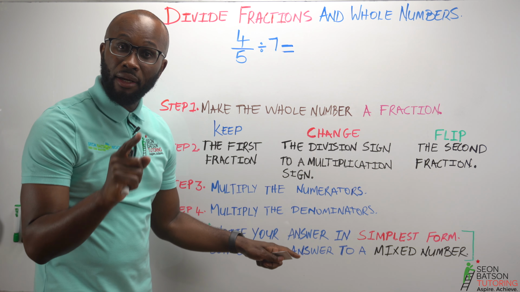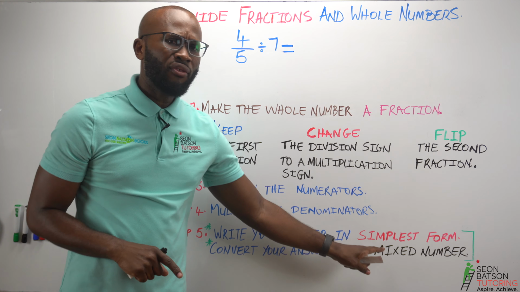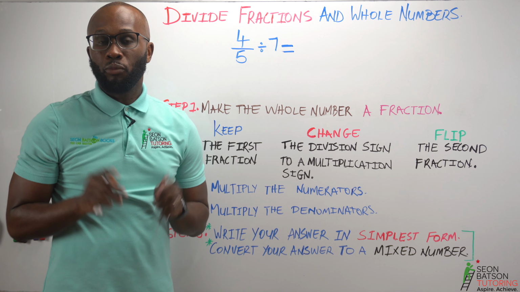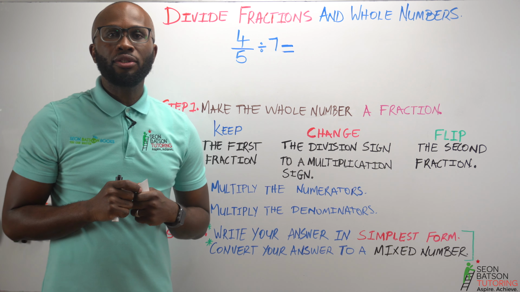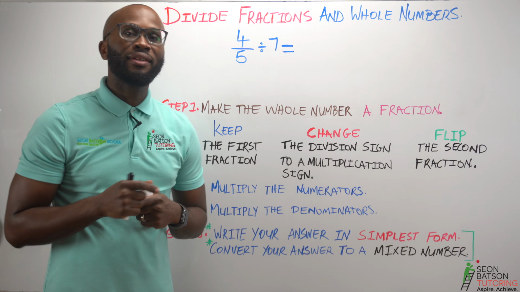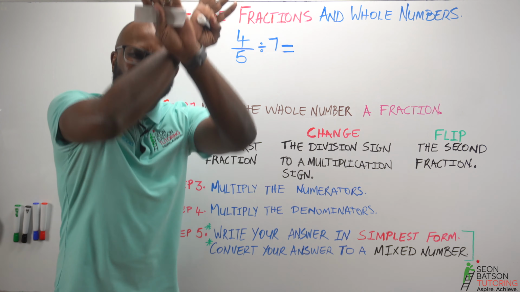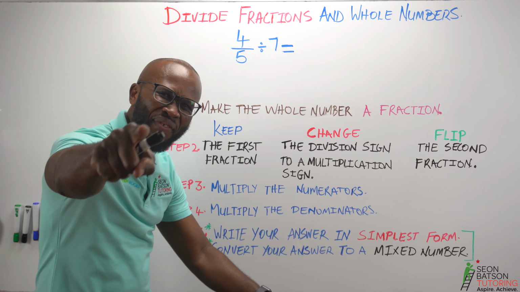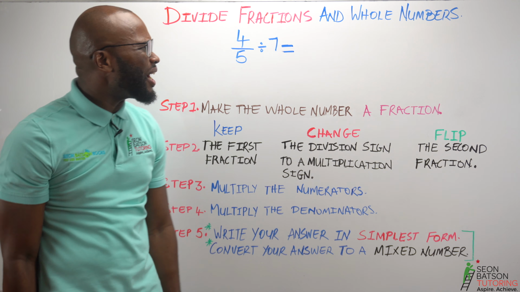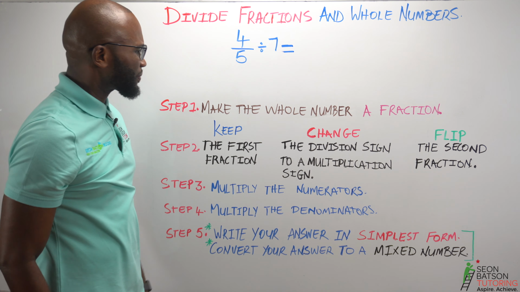After multiplying the numerators and the denominators, we will check to see if we can write our answer in its simplest form. Also, if our answer is an improper fraction, we will convert the improper fraction to a mixed number. That's it! How are you feeling? This is fun stuff. This is simple stuff. Now, let's get the party started.